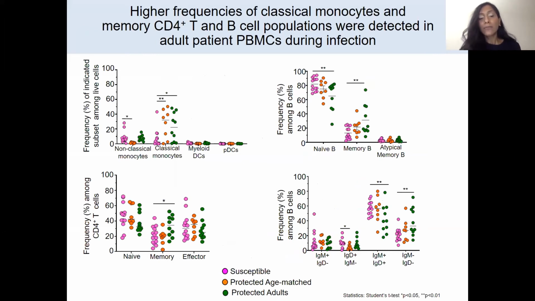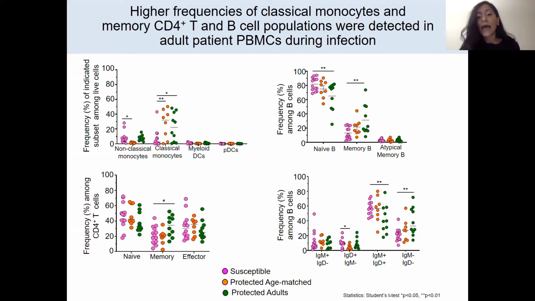Firstly, we saw among the innate immune cell populations a higher frequency of classical monocytes among our age-matched and adult protected patients compared to our susceptible patients at the time of infection. And as we know, classical monocytes have high phagocytic capacity and are important for response to infection. Further, we also saw a higher frequency of memory CD4 T cells, as well as a higher frequency of memory B cells in the top right panel, as well as a higher frequency of switched B cells in the bottom right panel.